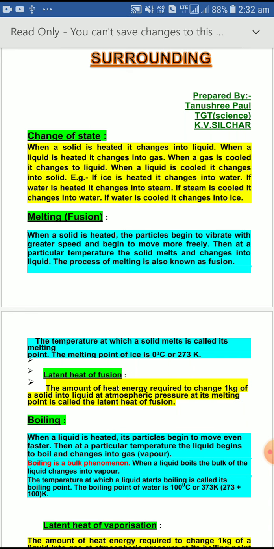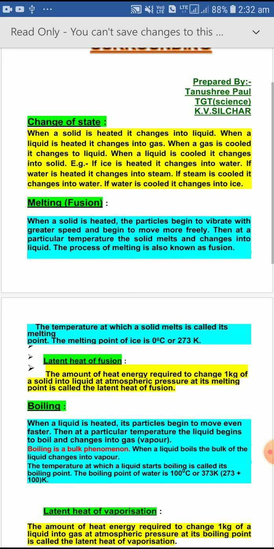When a liquid boils, the bulk of liquid changes into vapor. So the temperature at which the liquid starts boiling is called its boiling point. The boiling point of water is 100 degree Celsius. In Kelvin scale, it will be 373 because we are adding 100 plus 273. So that will be 373 Kelvin. Now next, latent heat of fusion. It is a very important topic. Latent heat of fusion, complete.